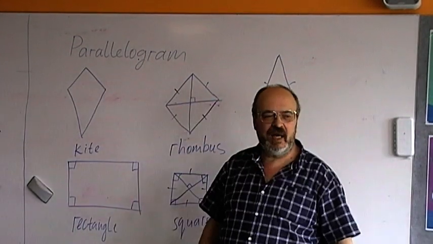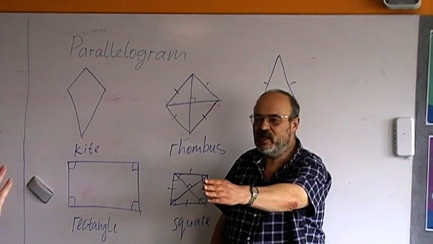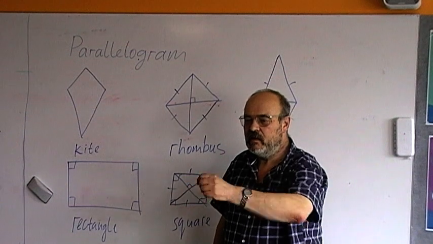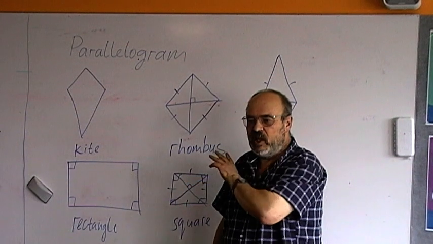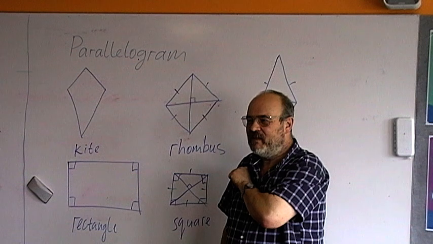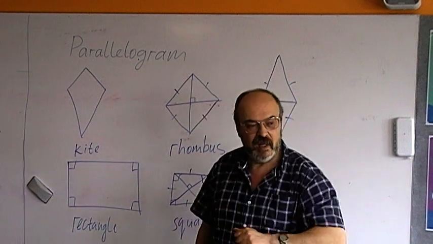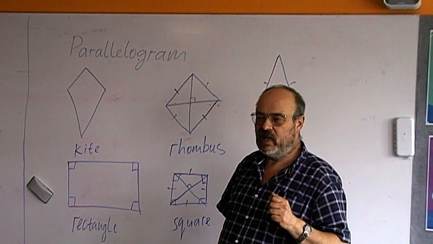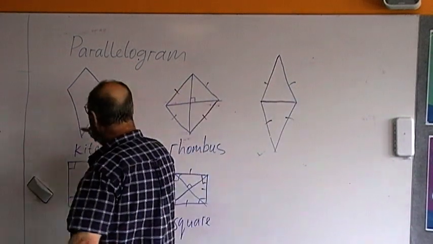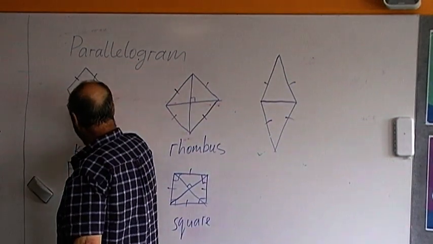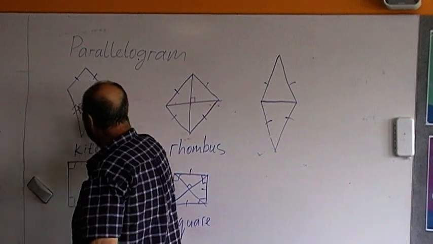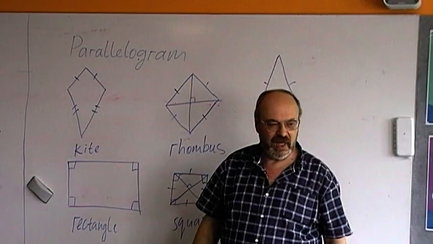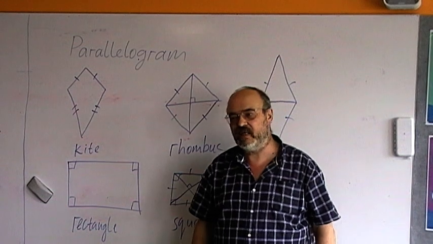What makes a kite a kite? There is nothing parallel in the kite. A kite has two pairs of equal adjacent sides. That's what makes a kite a kite.